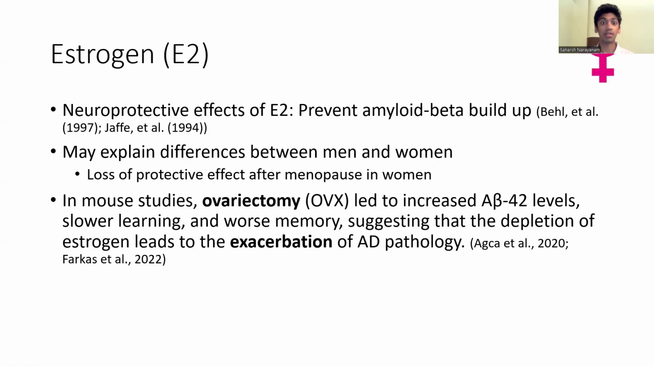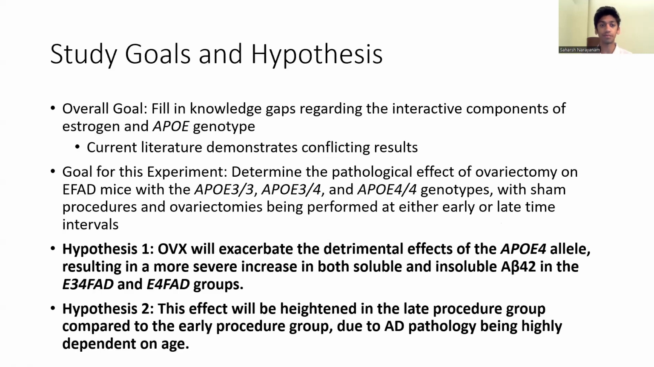Lastly, estrogen tends to have neuroprotective effects against Alzheimer's, especially in preventing that amyloid beta buildup, and also may explain the difference between men and women. Because women have a higher risk, many scientists think that the loss of the protective effect of estrogen after menopause greatly increases that risk for AD. And so in mouse studies, ovariectomy, or OVX, led to increased A beta levels, slower learning, and worse memory, suggesting that the depletion of estrogen leads to the exacerbation of AD pathology.